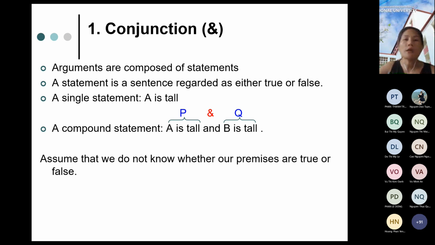Now the first relation we are going to learn is the conjunction. As I mentioned earlier, in the argument we may have much information. Information means a complete statement, a single one. And then in that argument, we may have the relation among the information.